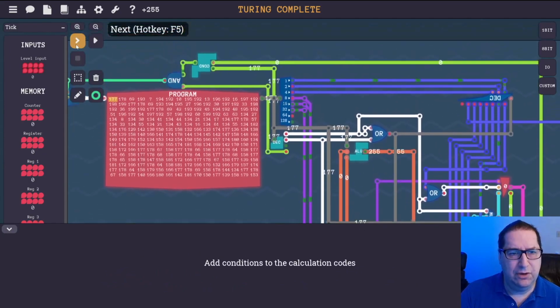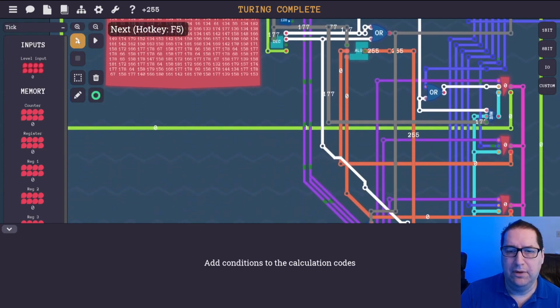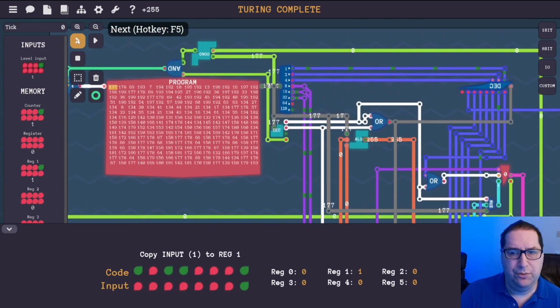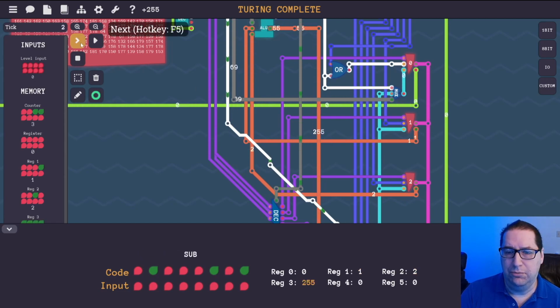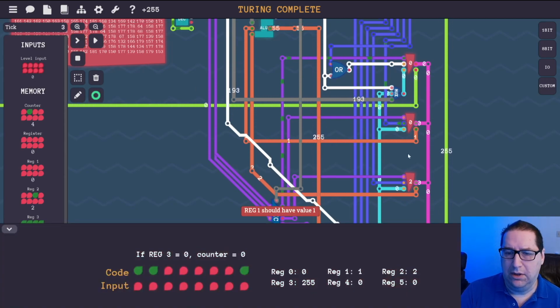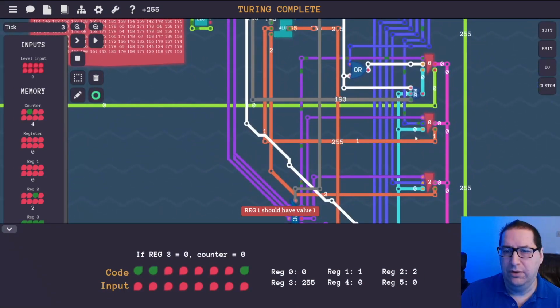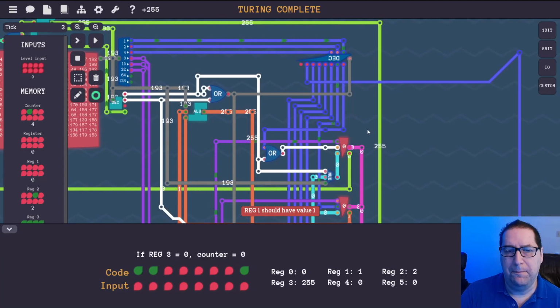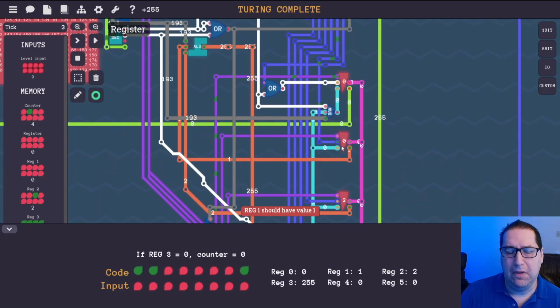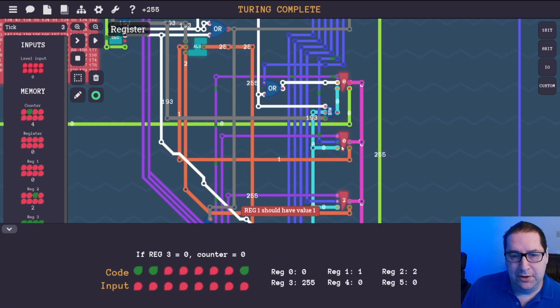Let's reset it. Let's look at the instruction before 193. Copy input 1 to register 1. That happened. Copy input 2 to register 2. That happened. Subtract. Okay, so something about this counter instruction actually broke register 1. We saw that it became 0. How did that happen? Well, that happened. Oh, I bet I know what happened.